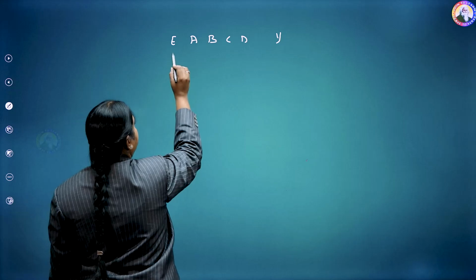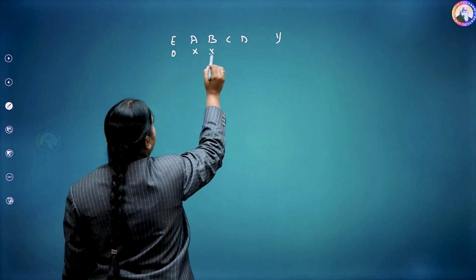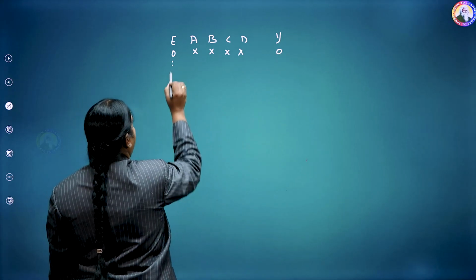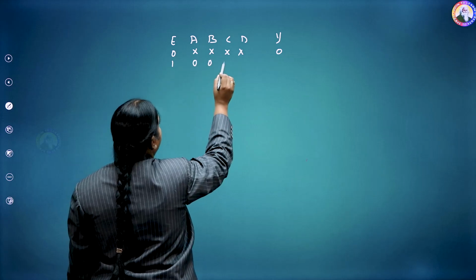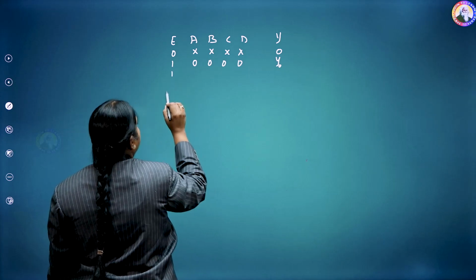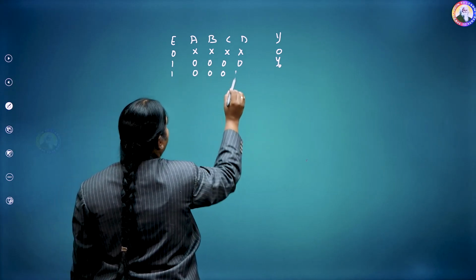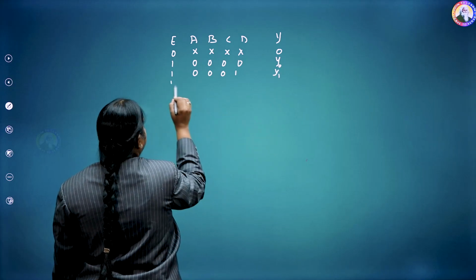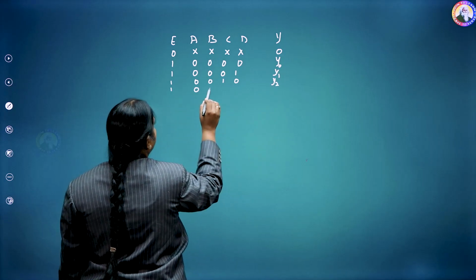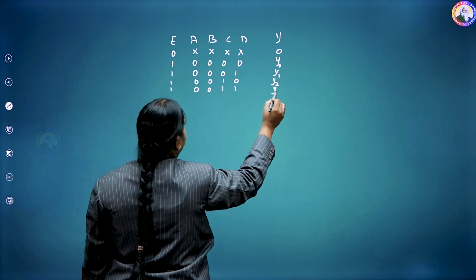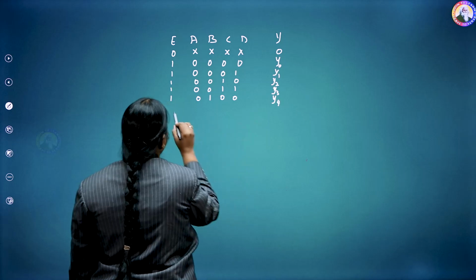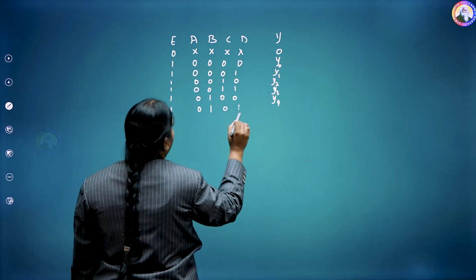Right. So, if the enable input is 0, the inputs are don't cares, the output is 0. If the enable pin is 1, and the input is 0, 0, 0, 0, then it is Y0. Next, enable pin 1, input 0, 0, 0, 1, it is Y1. Next, 0, 0, 1, 0, Y2. 0, 0, 1, 1, Y3. 0, 1, 0, 0, Y4. 0, 1, 0, 1, Y5.